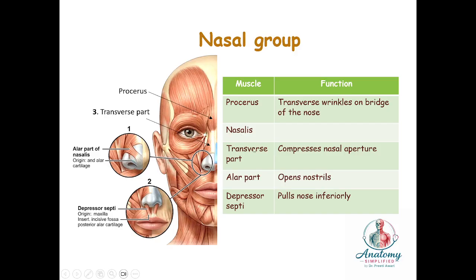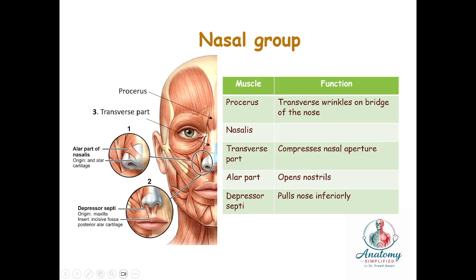We have nasalis, three parts: transverse, alar, and depressor septi. The transverse part is present transversely on the nose. You can say on the lateral wall of the nose. So when this part will contract, there will be compression of nasal aperture.